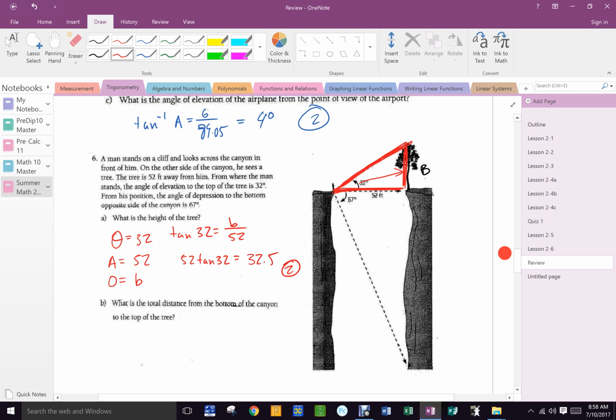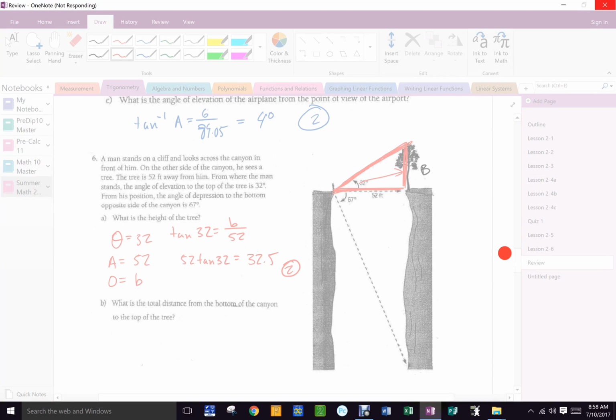What is the total distance from the bottom of the canyon to the top of the tree? So that's this one, yeah? Oops, that's going to be a squiggly line when it shows up. If it shows up.